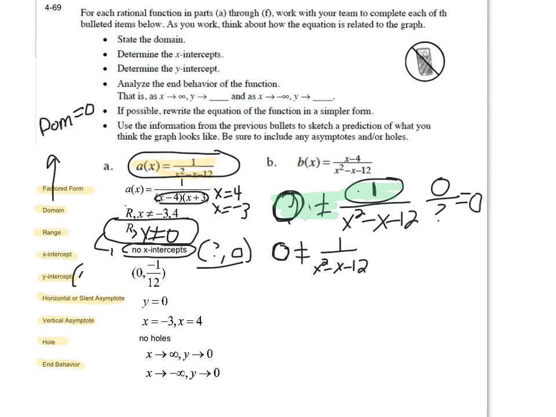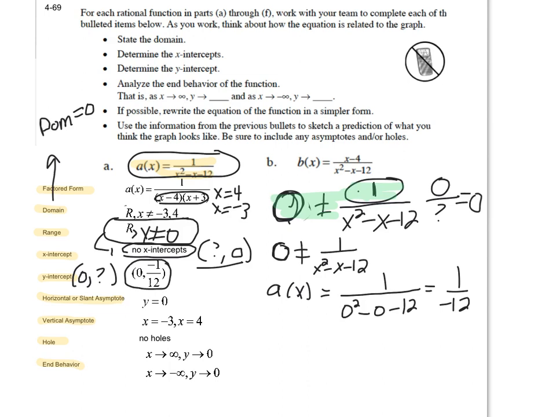Y-intercepts occur when x is 0. And so we're going to plug 0 in for x and see what we get for an output. So I'm going to take a of x equaling 1 over 0 squared minus 0 minus 12. Well, 0 squared is 0, minus 0 is 0, minus 12 is negative 12. Therefore, my y-intercept is 0, negative 1/12.